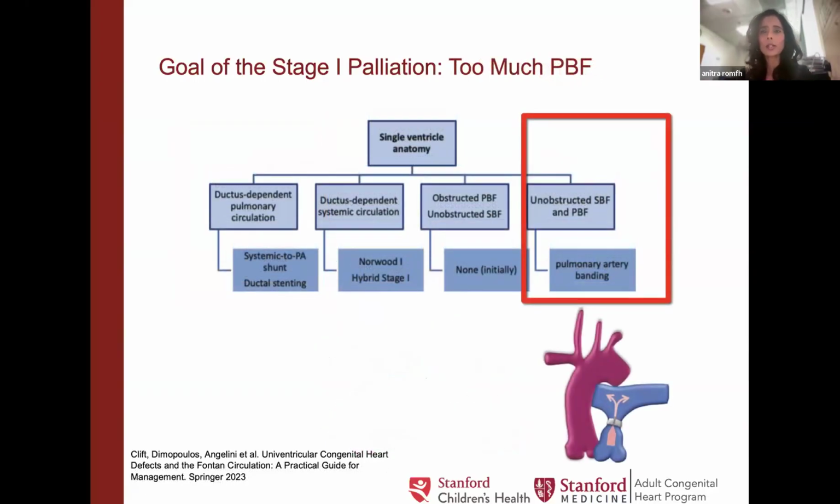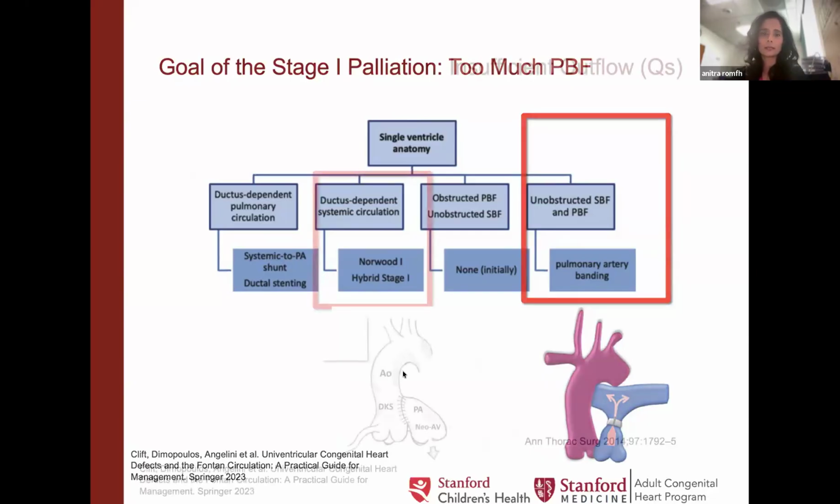Okay, what about the situation when we have too much pulmonary blood flow? Well, too much, we need to restrict it. So you can see here that the stage 1 palliation in that case would be pulmonary artery banding. So try to limit pulmonary blood flow so as not to flood the lungs, so as not to drive up PVR, so that we can get to that happy place ultimately when we want to go to the Fontan palliation, where there's a low PVR to promote blood flow to the lungs.